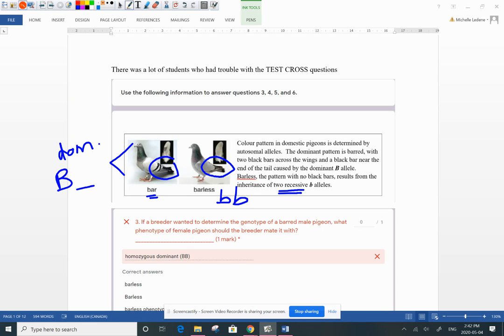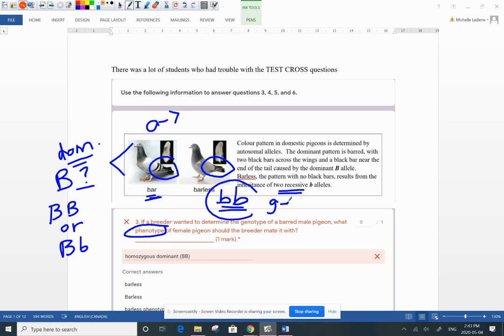So anytime you are doing a test cross, we know this male is dominant. We know he's got the bar, but we don't know what that second allele is. Is it big B, big B? Is he homozygous dominant, or is he big B, little b? Is he heterozygous? So what phenotype of female would we use? We know the one we know. Now, this is not a phenotype. This is a genotype.